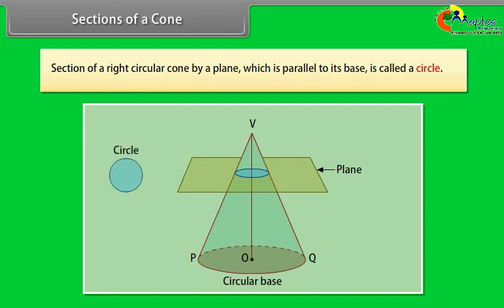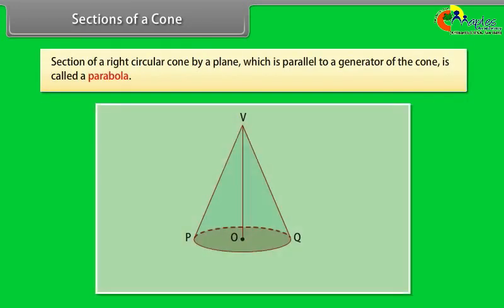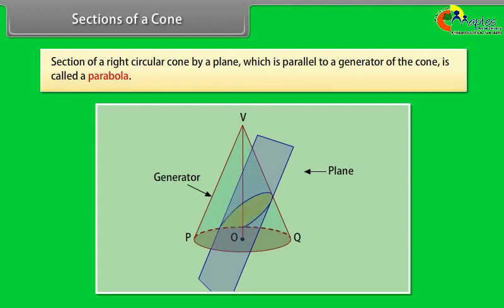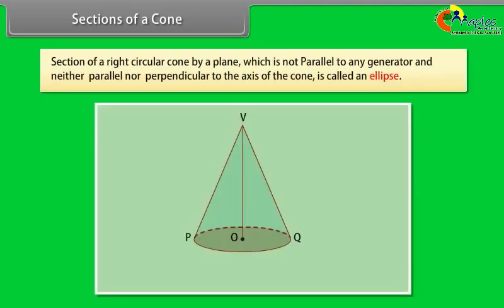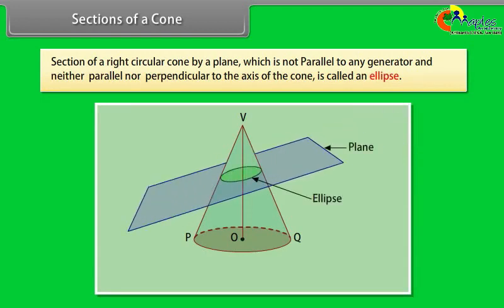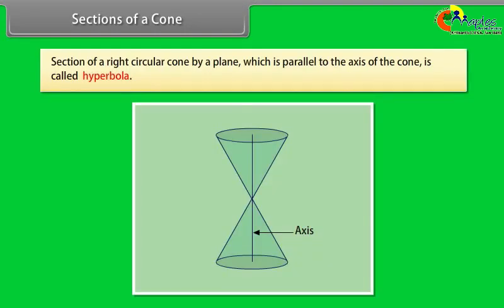A section of a right circular cone by a plane which is parallel to its base is called a circle. A section by a plane which is parallel to a generator of the cone is called a parabola. A section by a plane which is not parallel to any generator and is neither parallel nor perpendicular to the axis of the cone is called an ellipse. A section by a plane which is parallel to the axis of the cone is called a hyperbola.